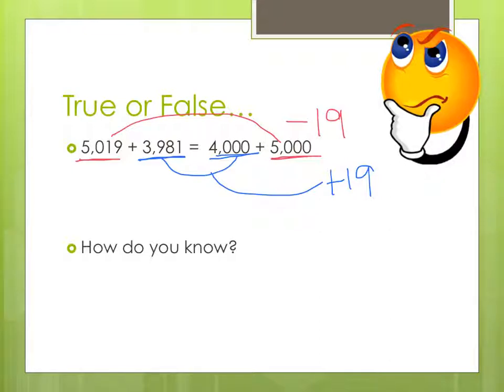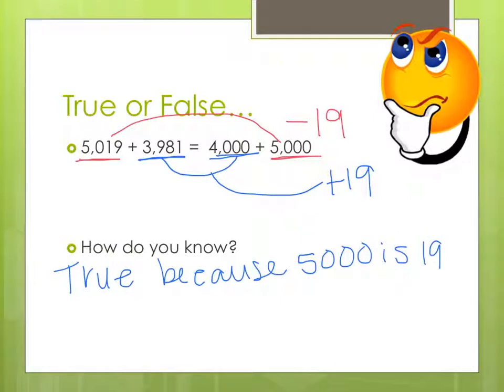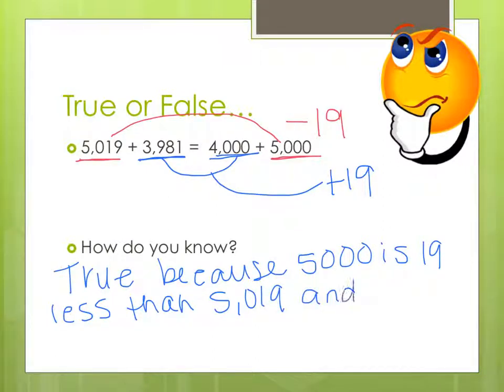So I can prove this equation true with the explanation of true because 5,000 is 19 less than 5,019, and 4,000 is 19 more than 3,981.